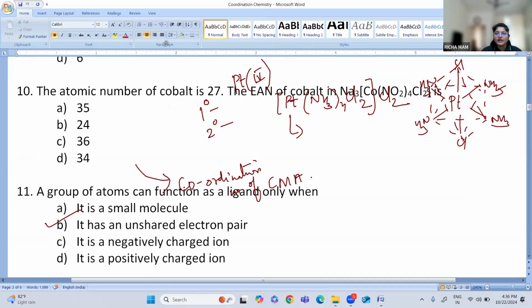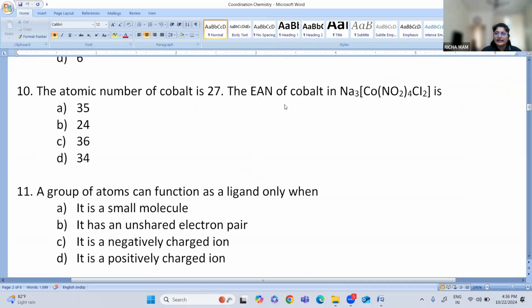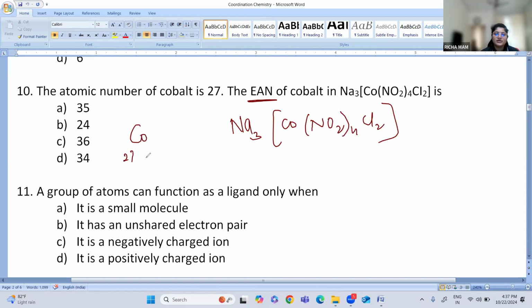The atomic number of cobalt is 27. What is the EAN of cobalt in Na3[Co(NO2)4Cl2]? In this particular complex, you have to find the effective atomic number of cobalt. The atomic number is given, so put the values: cobalt is 27, plus how many nitro groups?